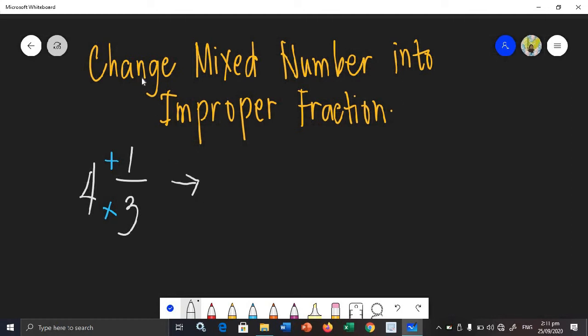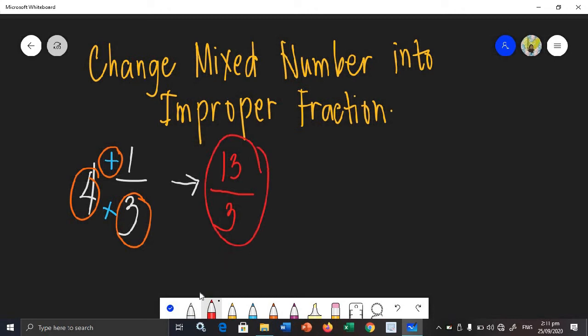So, ma'am, paano po ba yun? So, let's multiply 3 by 4. Okay? So, 3 times 4, that is 12. Okay? So, you need to remember 12. And then, 12 plus 1, that is 13. Okay? 13 yung numerator ng improper fraction mo ngayon. How about the denominator, ma'am? So, kung ano lang yung denominator ng mixed number mo, yun lang din yung denominator ng improper fraction mo. So, this will be your answer.